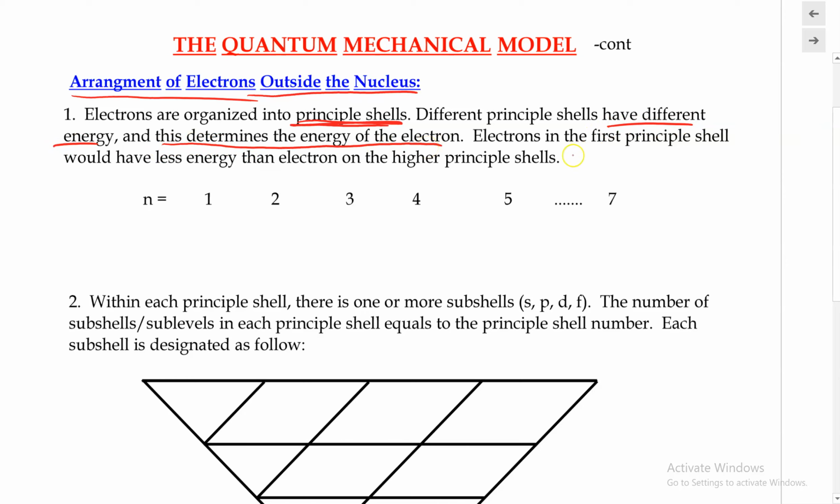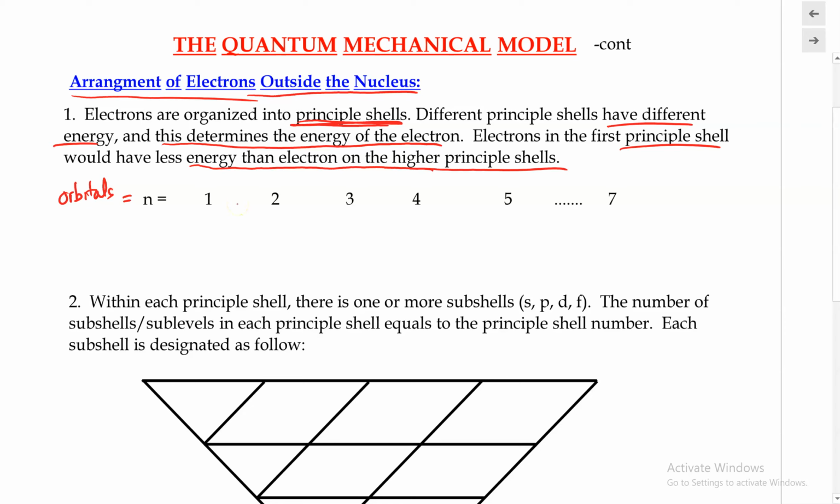If the electron were to be found in the first principal shell, it would have the energy of the first principal shell, and that would be less energy compared to an electron located in a higher principal shell. So for example, here are the different principal shells, and these are basically equivalent to the orbits that we have seen from the Bohr model. The different orbits are now replaced with the principal shells.